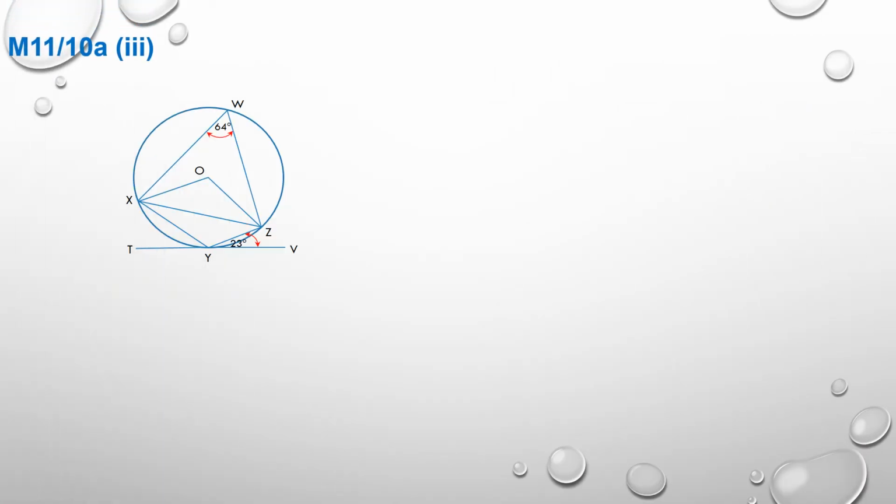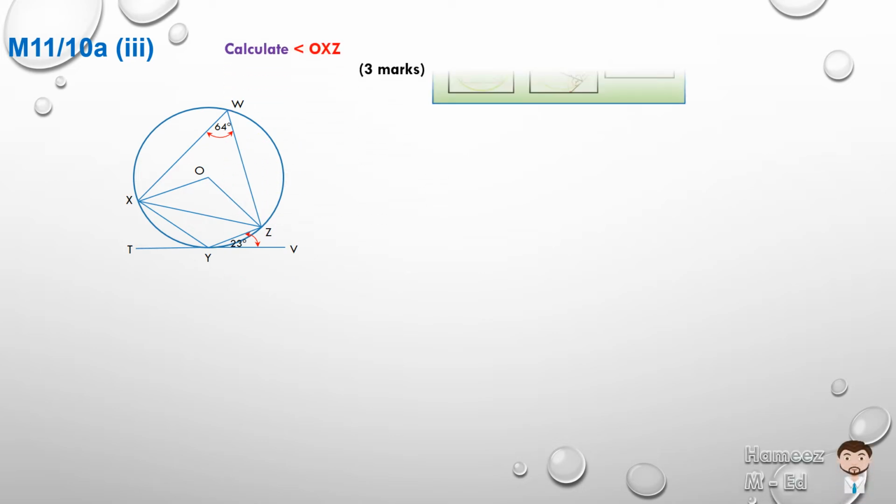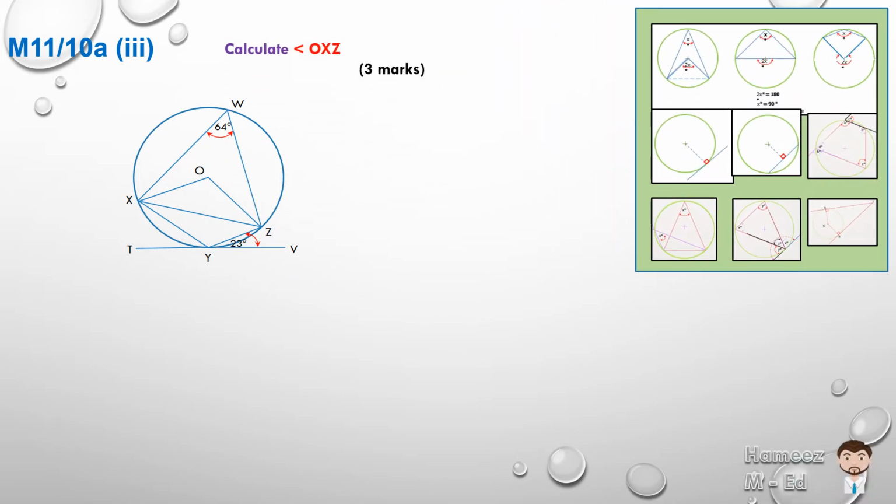Now for the last part of the question: calculate angle OXZ. So we need to find that small angle in that triangle, and we don't have any other angles in that as yet. So let's do some working first. We do know the angle up on top, the angle at W, which is 64 degrees. And if we look at that, and we look at our diagrams on the right-hand side, our first diagram looks similar to this. So let's apply that.